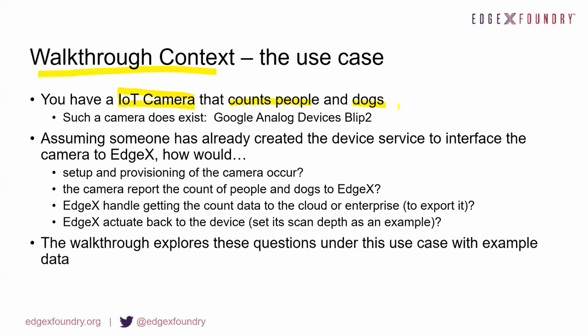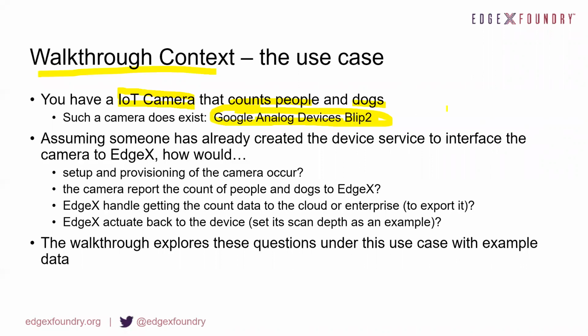Now, that may actually sound like a funny use case or a funny extension of IoT, but in fact, such a camera actually does exist. Analog Devices actually provides something they call the Blip2 camera. And that camera has intelligence built right into the device to be able to do just that. Count the number of people it sees, and it can be made to count other things like dogs or cars or things of that nature. So if you're interested in this kind of device, Google Analog Devices Blip2, and you'll actually find this particular apparatus out there.